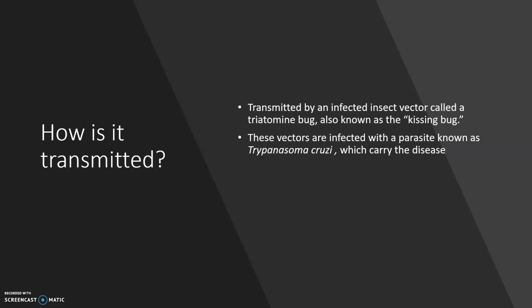So how is it transmitted? It is transmitted by an infected insect vector called a triatomine bug. These triatomine bugs are also known as kissing bugs. These kissing bugs are infected with a parasite known as Trypanosoma cruzi, and the Trypanosoma cruzi is what causes the disease.